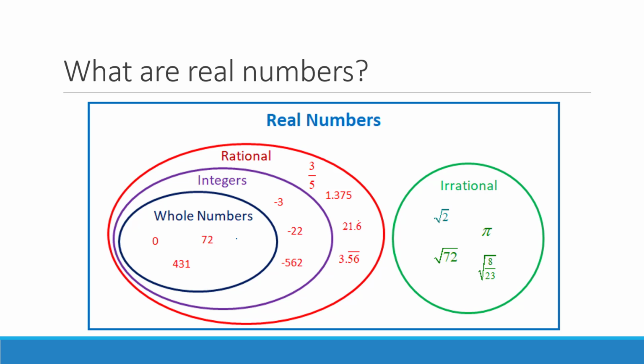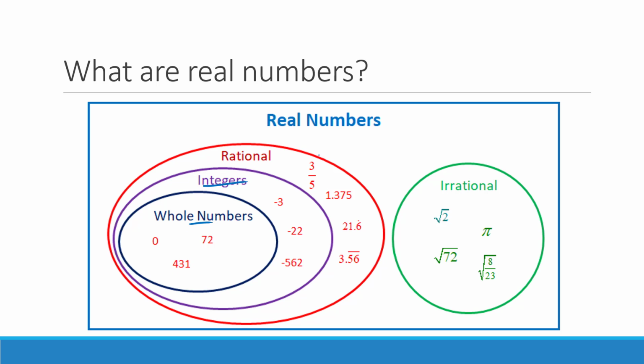Integers are the next set of real numbers. The difference between whole numbers and integers is that integers include negative numbers. Notice that neither one of these categories includes fractions or decimals. So integers, although they can be negative, they cannot be fractions or decimals. Whole numbers have to be positive numbers.